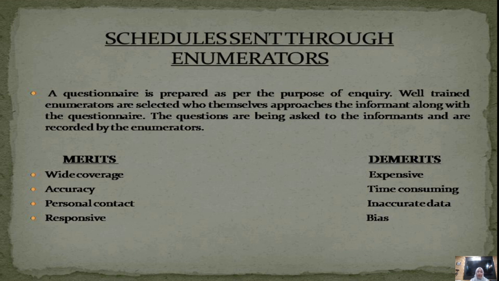So the merits are that it has wider coverage, accuracy, personal contact, and it is very responsive. The demerits are that it is expensive, time consuming, may give inaccurate data and bias, and the enumerators may not be well trained.